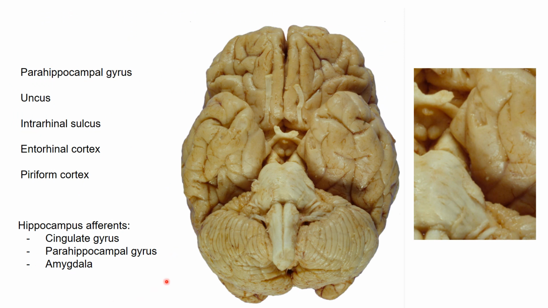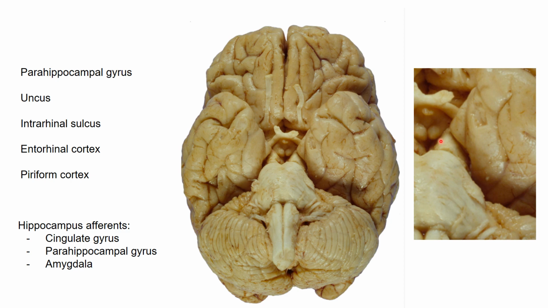Okay, so now we're looking at our inferior view of the brain. Let's again point out our parahippocampal gyrus. Like I said, it is the most medial temporal lobe gyrus from the inferior view. So here's your temporal lobe. Let's look most medial. We have this gyrus right here. You can see your uncus really well, this bump right there, and then the little line of your intrarhinal sulcus. Now there are also a couple more regions of this parahippocampal gyrus that we can see.